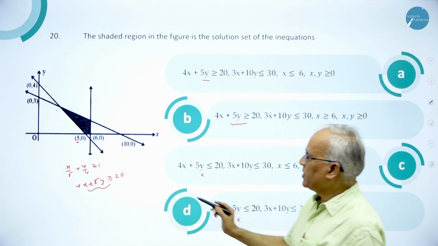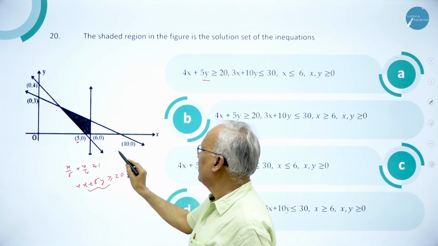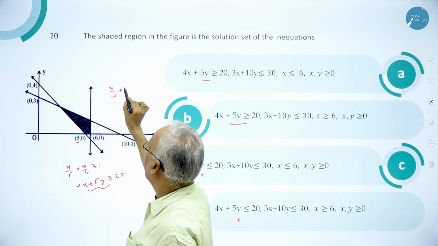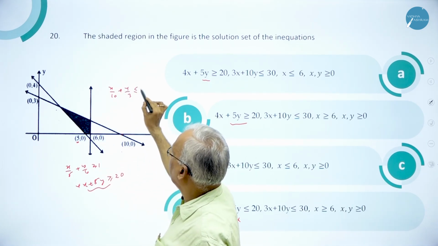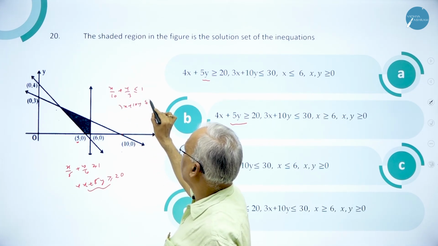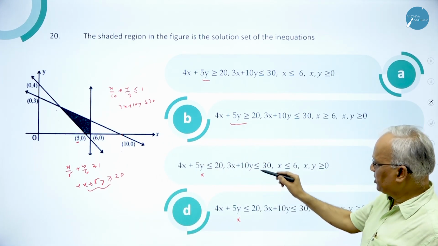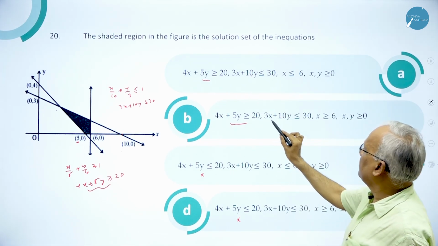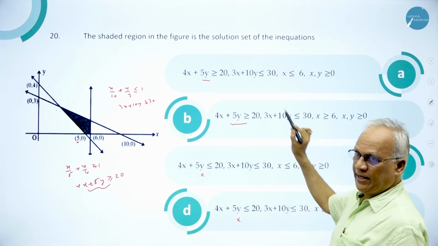Next, you take the line joining these 2 points. See, x-intercept is 10 and y-intercept is 3. So x by 10 plus y by 3. Here, the region is below the line, therefore it is less than or equal to 1. So 3x plus 10y is less than or equal to 30. Don't look at these two answers. Here, 3x plus 10y less than or equal to 30. So both are same, so you cannot eliminate any one of them.